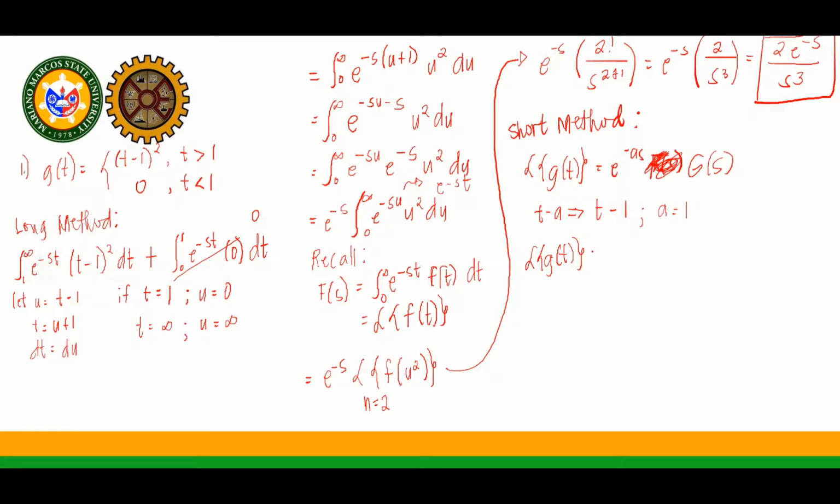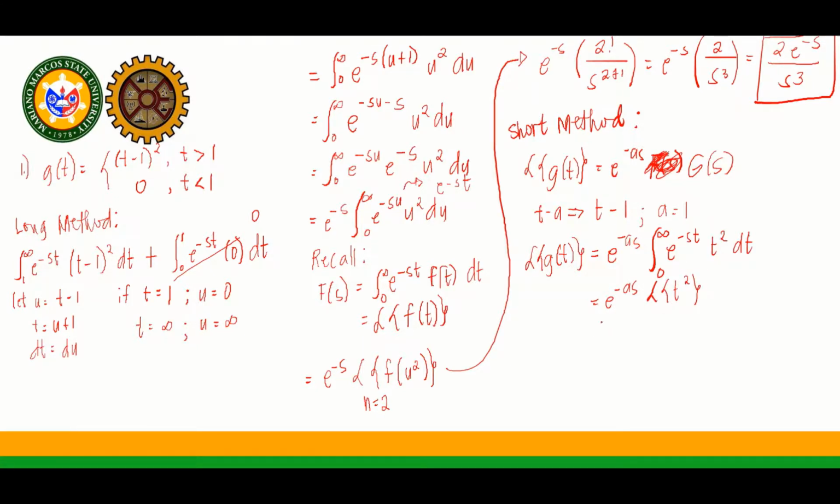So this is equal to e raised to negative as times the integral of e raised to negative st, and what is our g of t? That is t squared dt, from 0 to infinity. However, since we will be doing the short method, we will be dealing with the table alone. So this is the Laplace of t squared.